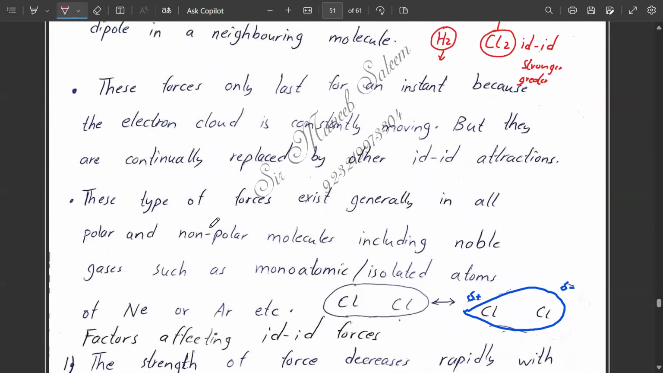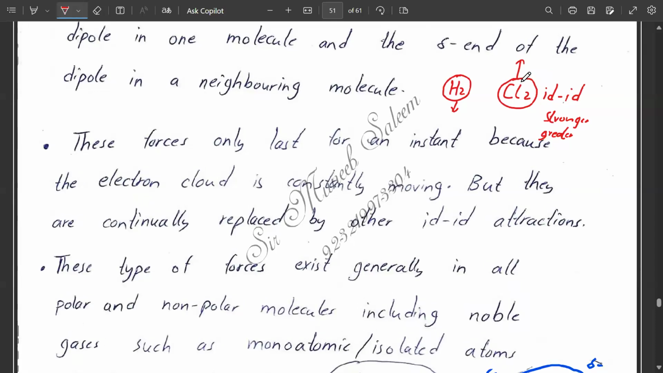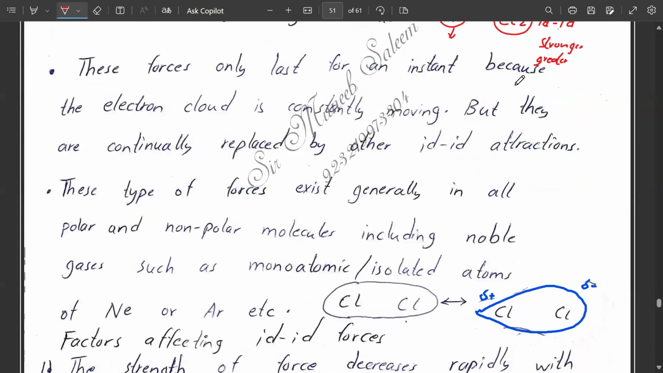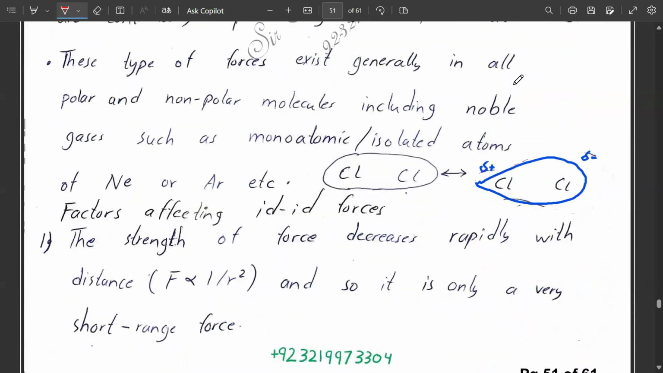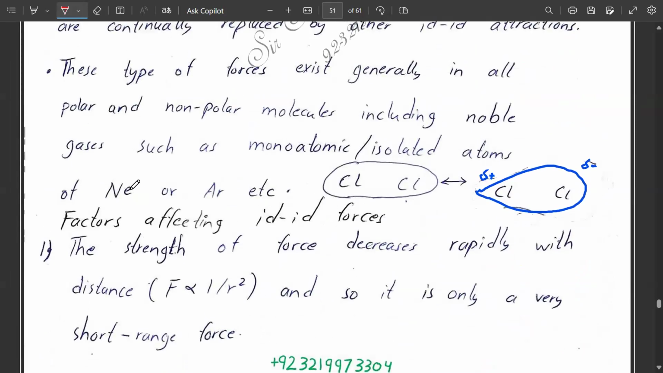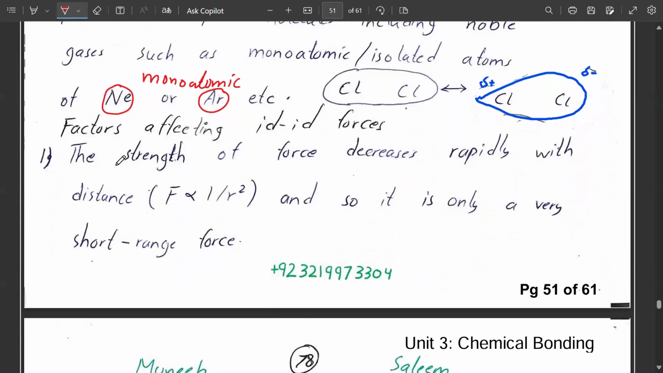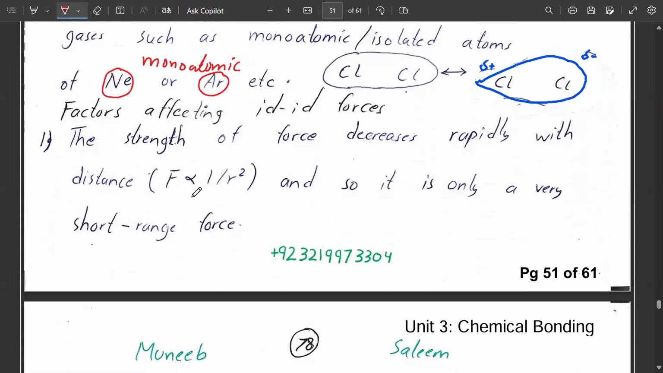So you can relate with the size of the atom, or you could relate with the number of electrons of an atom. In some cases, you will clearly see the size, and in some cases, you will clearly see the number of electrons. And the IDD forces are also very much prominent in the noble gases, neon, argon, krypton, because these are all considered as monatomic molecules. These are the molecules of only single atoms.